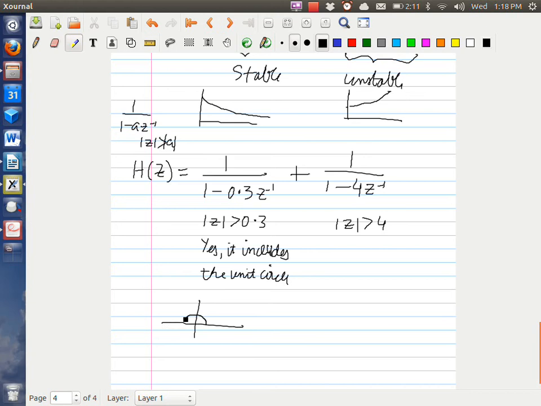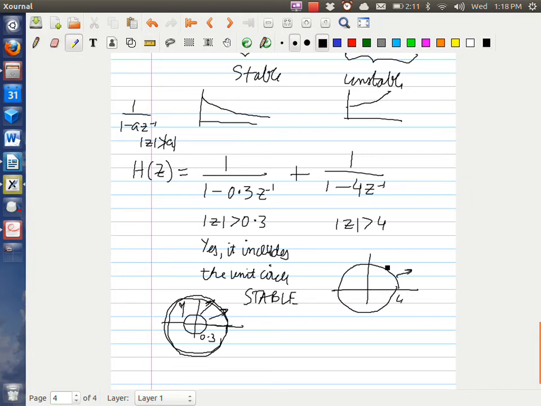You said mod z greater than 0.3, and the unit circle is probably somewhere over here. So the unit circle is a part of the ROC, so it's stable. But unlike this guy, the ROC begins at 4 and it's going outwards again, and the unit circle is going to be somewhere here, so it's unstable. Again, the same thing that we saw earlier.